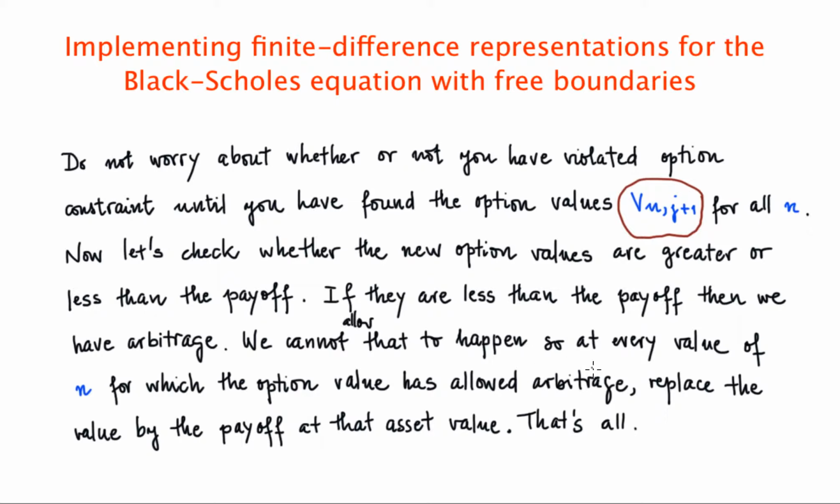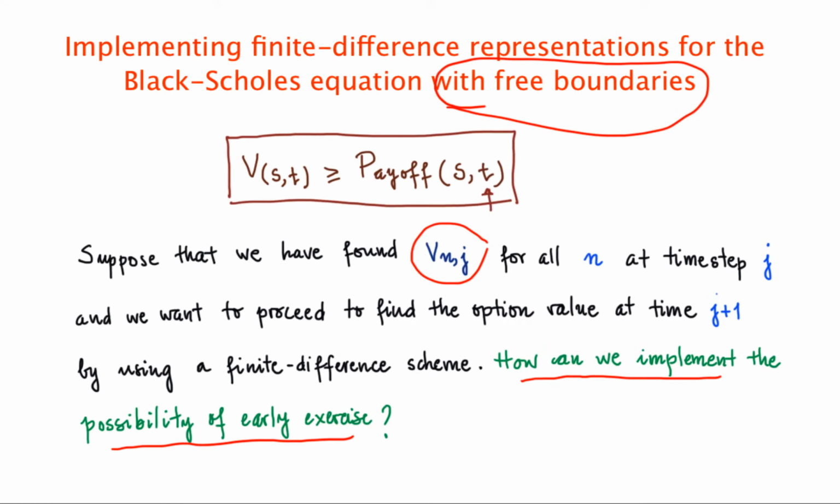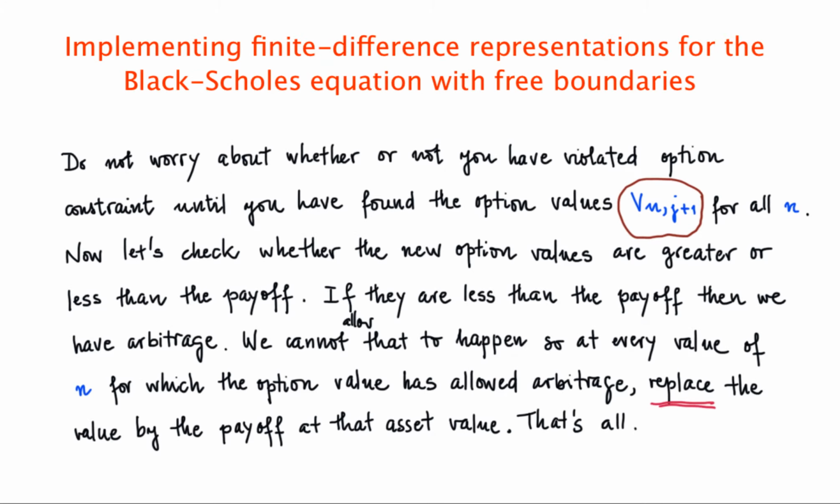So at every value of n for which the option value has allowed arbitrage, we have to replace that with the value of the payoff at the asset value. And this is all. This is what we have to do. Whenever we are calculating that, we have to check if this is verified. If this is verified, it's okay. If it's not verified, we have to replace the one we have calculated with the payoff. This is what we have to do.